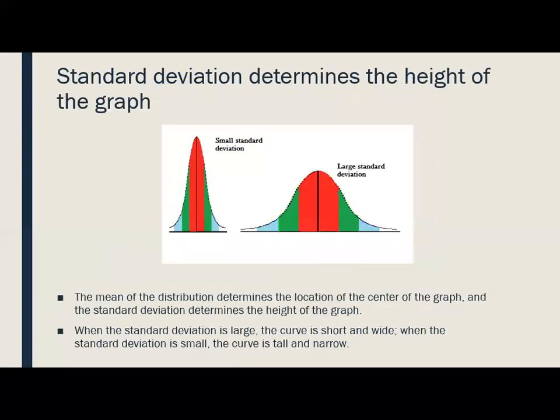Next, standard deviation determines the height of the graph. The mean of the distribution determines the location of the center of the graph. So the center point will be decided by the mean. For the given data, you calculate the mean, and that will be the center of the graph. And standard deviation determines the height of the graph. Let's say the standard deviation is 5, it means 5 on the left side and 5 on the right side. If the standard deviation is 10, it means 10 on the left side and 10 on the right side. Based on the standard deviation, the height will be decided. A small standard deviation will have more height, and a large standard deviation will have less height. You can see the difference in the given example or diagram.